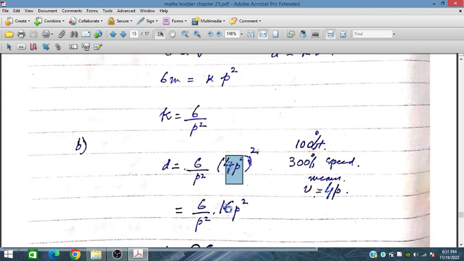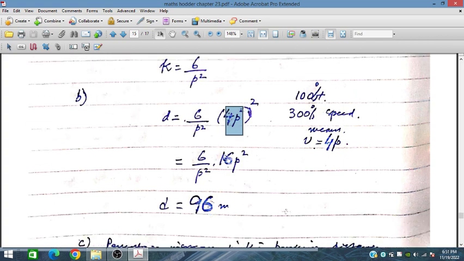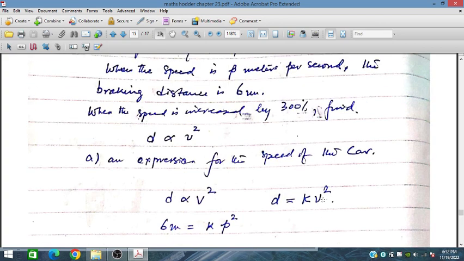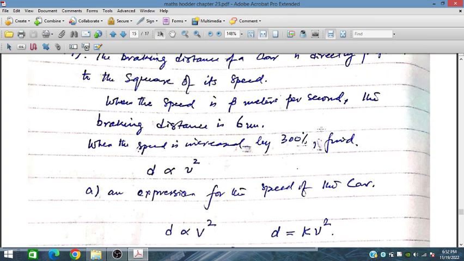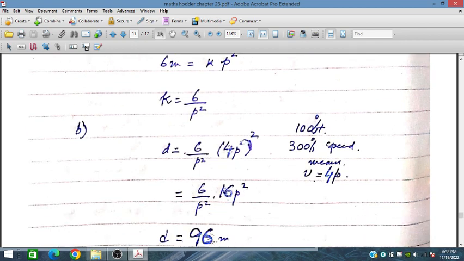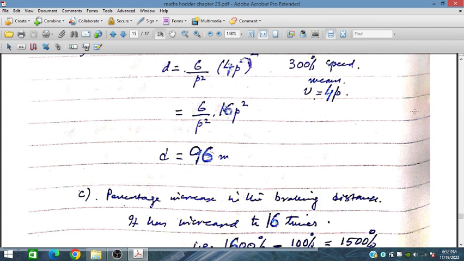So 4p square means 16p square, and the p square cancels out, and then 16 multiplied by 6 is 96 meters. So this braking distance is now 96 meters. Initially it was 6 meters with speed p. Now it's 96 meters with speed 4p, because the speed is increased by 3p.